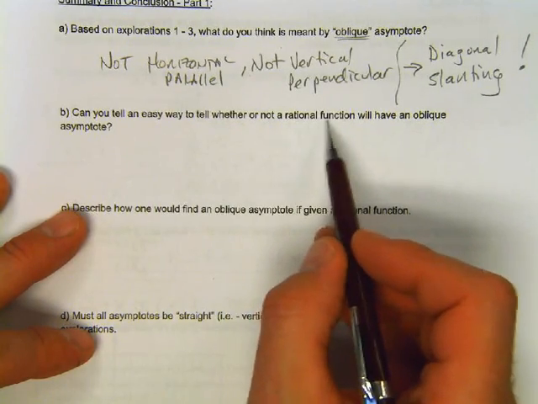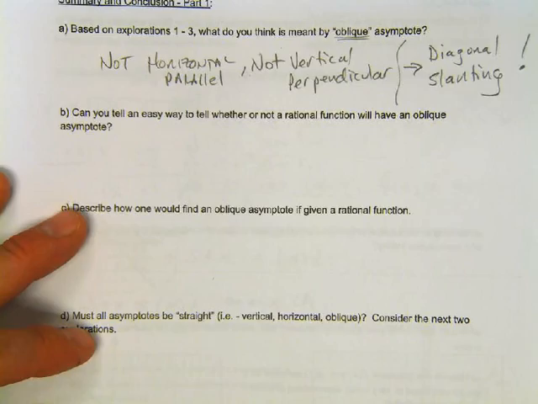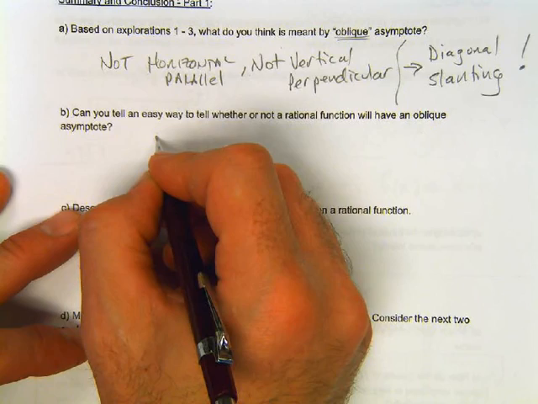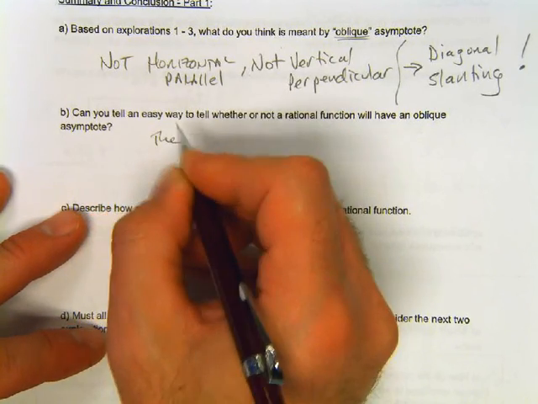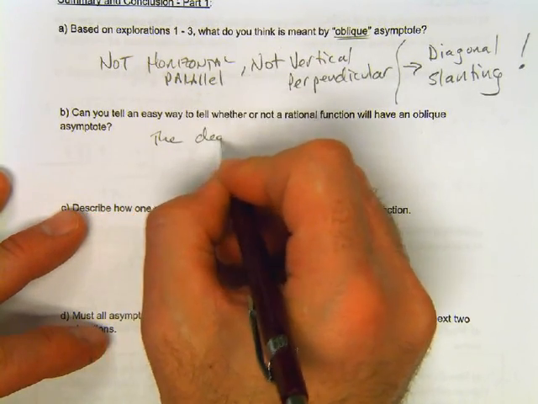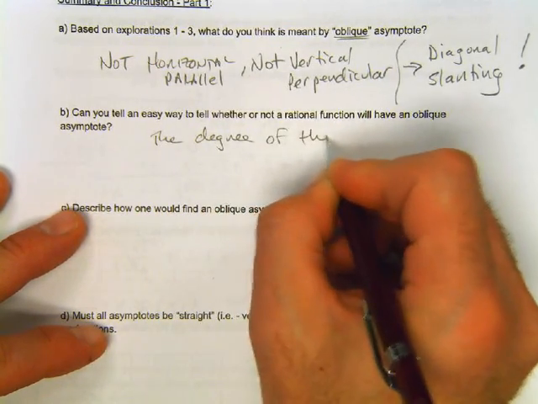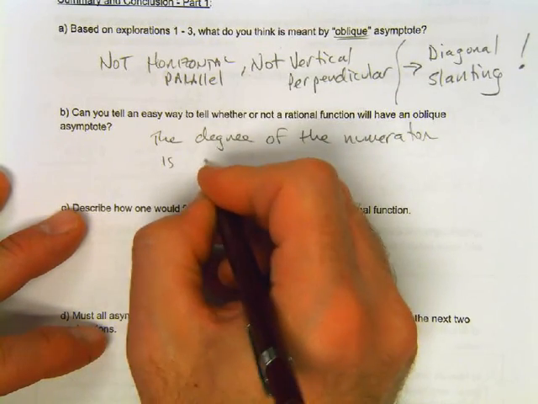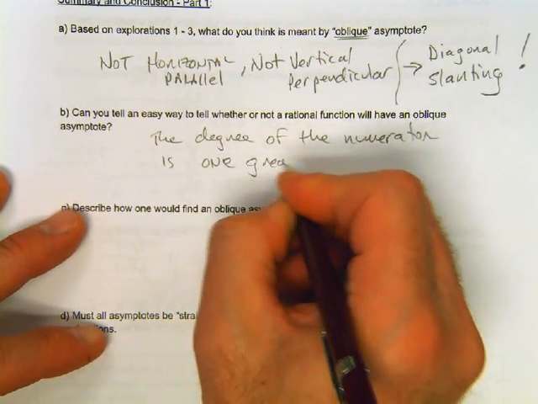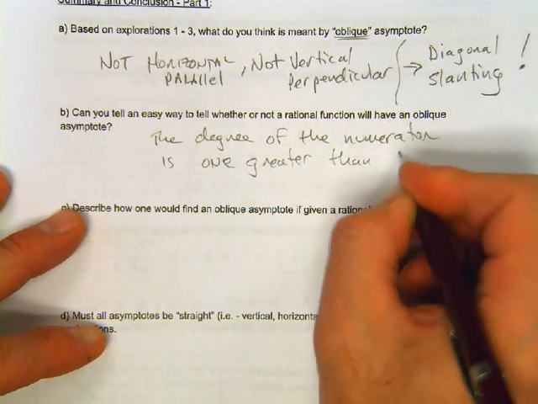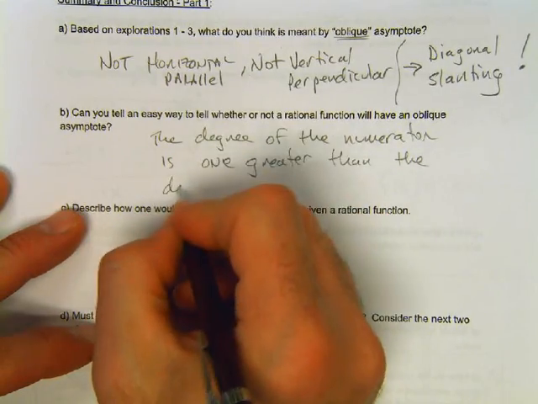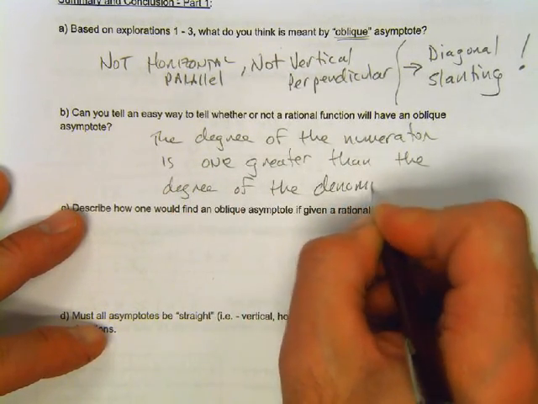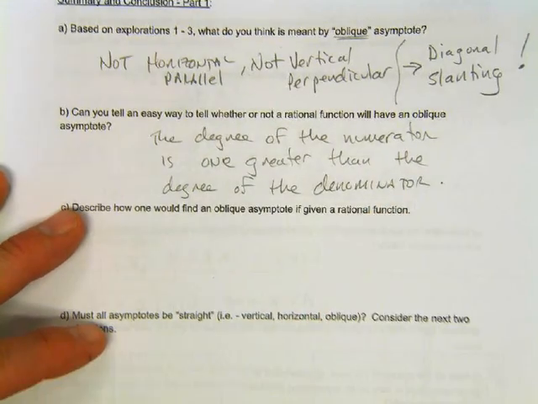Okay, can you tell an easy way to tell whether or not a rational function will have an oblique asymptote? We talked about it in all three examples. The degree of the numerator is 1 greater than the degree of the denominator.